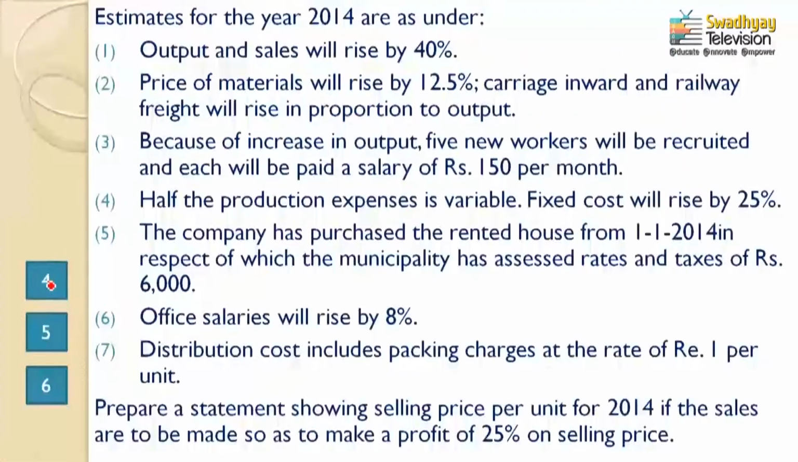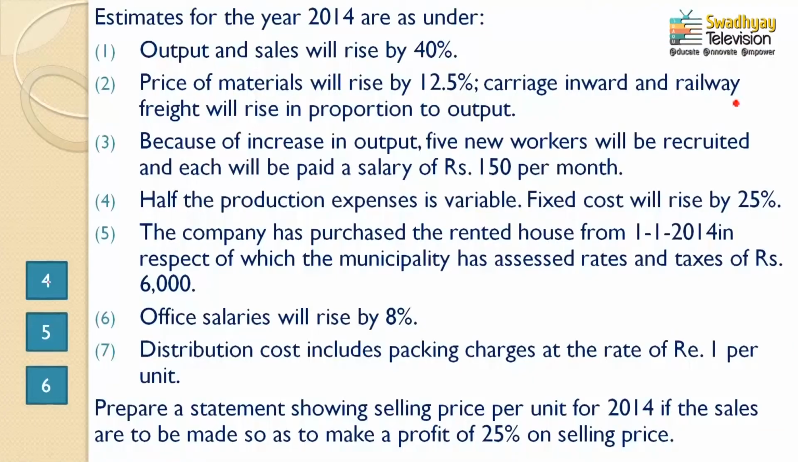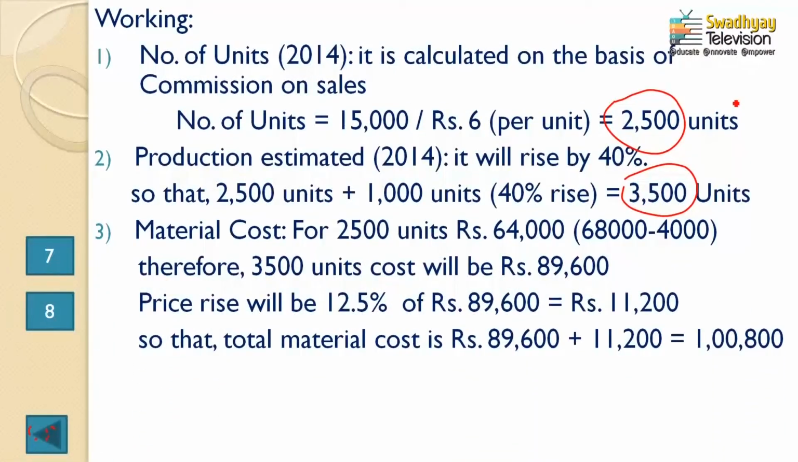See here in the question, the raw material purchase was 68,000 rupees and the closing stock of raw material was 4,000. So 68,000 minus 4,000 of closing stock, the net amount of raw material consumed in the year 2013 was 64,000. This 64,000 rupees will be reflected proportionally in 2014, because 64,000 rupees of raw material was consumed for 2500 units.